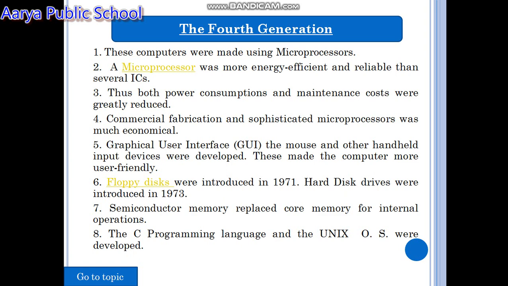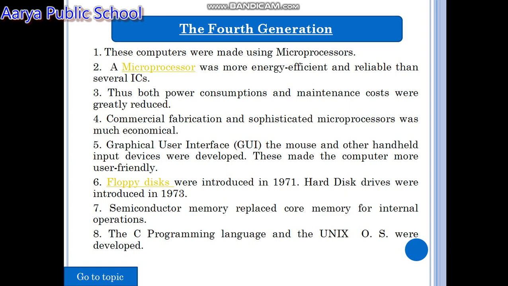Sixth, floppy disks were introduced in 1971. Hard disk drives were introduced in 1973. These are the inventions of floppy disks and hard disks. Seventh, semiconductor memory replaced core memory for internal operation. In the fourth generation, semiconductor memory replaced core memory. The C programming language and Unix OS were developed in the fourth generation.